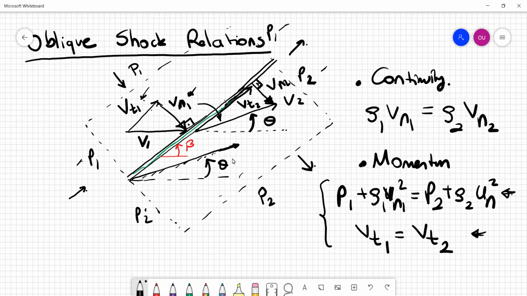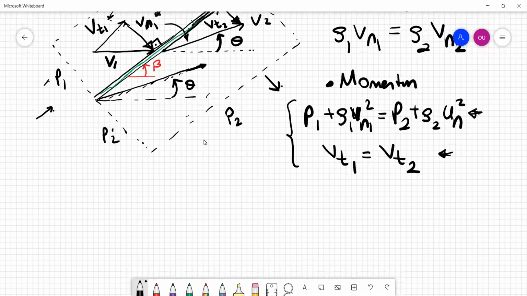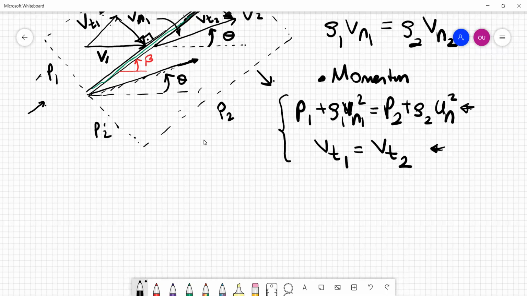So generally students get confused. Tangential component of velocity is kept constant, but tangential component of Mach number will not be a constant. Okay, this is not true. Any ideas why this is not true? Rho is changing, sir.